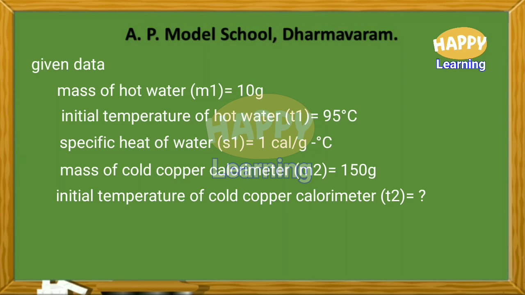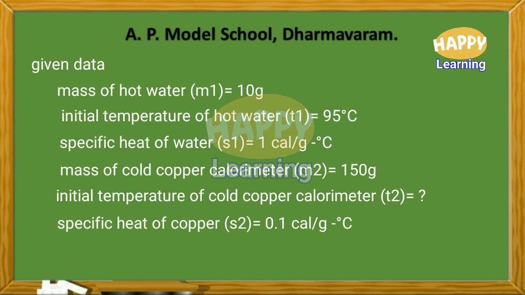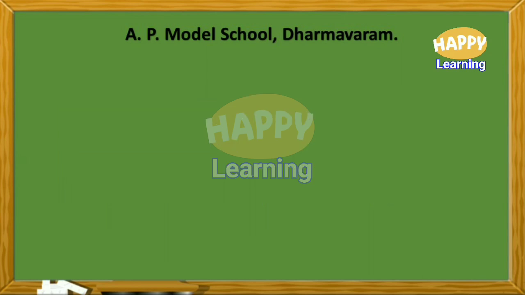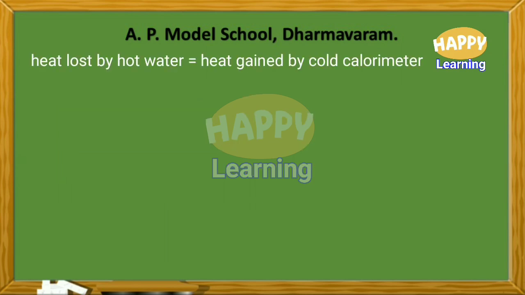Initial temperature of cold copper calorimeter T2 is equal to question mark. Specific heat of copper S2 is equal to 0.1 calorie per gram per degree Celsius. Final temperature of mixture T is equal to 50 degree Celsius. Formula: heat lost by hot water is equal to heat gained by cold calorimeter.